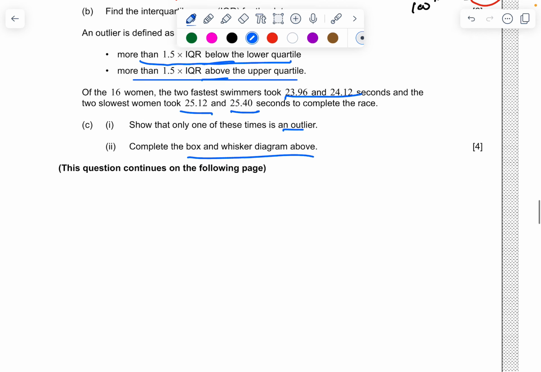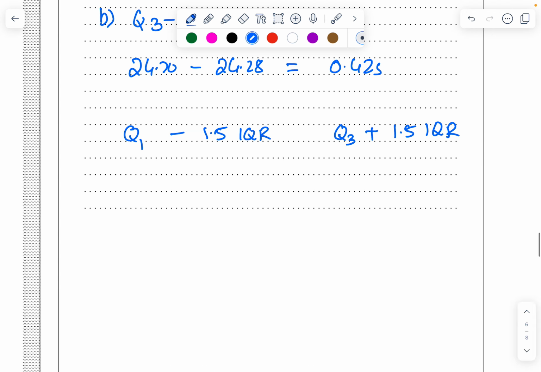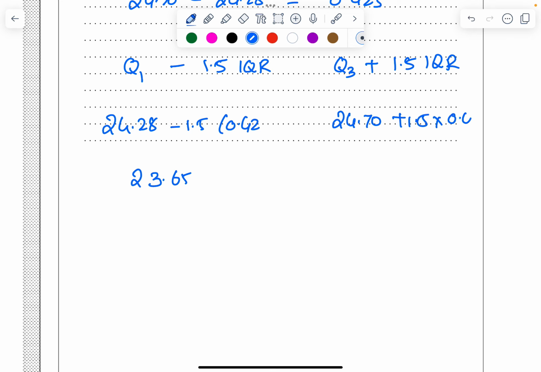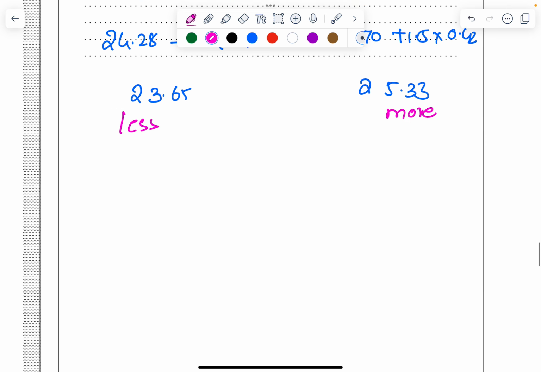Complete the box and whisker plot. So it's 24.28 minus 1.5 times 0.42, which becomes 23.65. And for this one, 24.70 plus 1.5 times 0.42, which becomes 25.33. So anything less than this or anything more than this is an outlier.